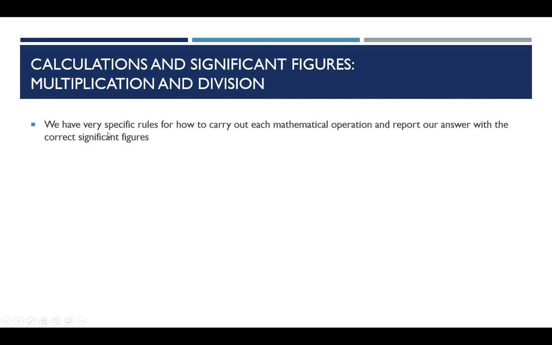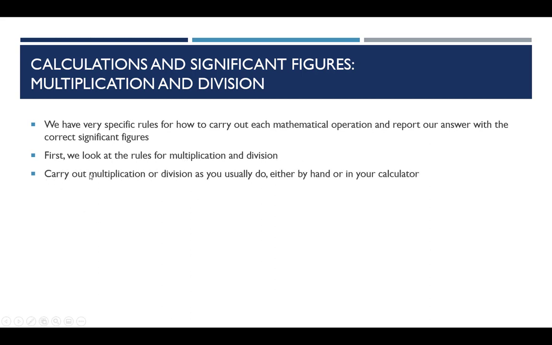So there are very clear rules as to how you're going to carry out multiplication and division, and those rules are going to be different from the rules that you're going to look at for addition and subtraction. So let's first start off with multiplication and division. You carry out the multiplication or the division as you always do, either using your calculator, doing it by hand, or doing it in your head if you're able to do that. And you're going to get what I will call the calculator answer. That could be the answer you got in your head, but I'm just going to call it the calculator answer.